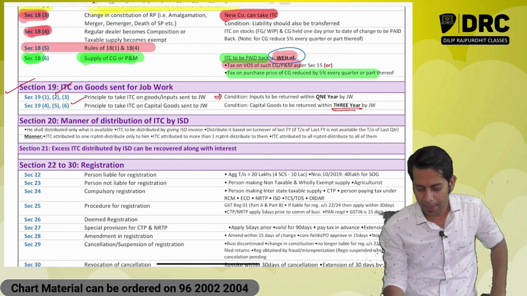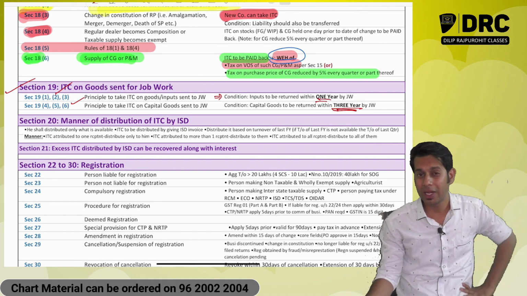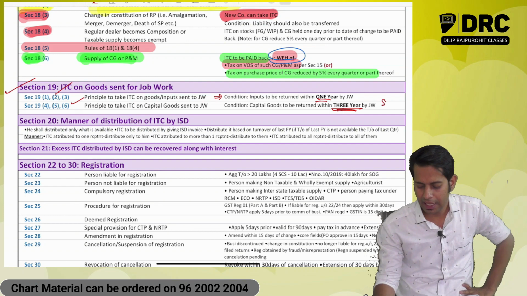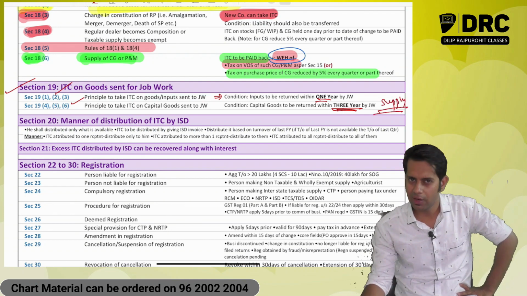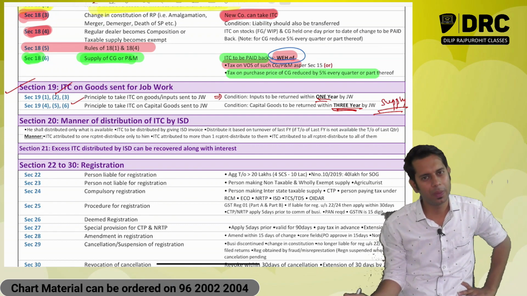Sir, what will happen if I don't get these goods within 3 years or within 1 year? Then it will be deemed as supply. Whatever supply is made by the principal to the job worker, it will be treated as sale, and accordingly we will have to pay the taxes.